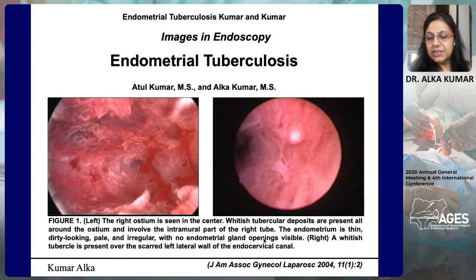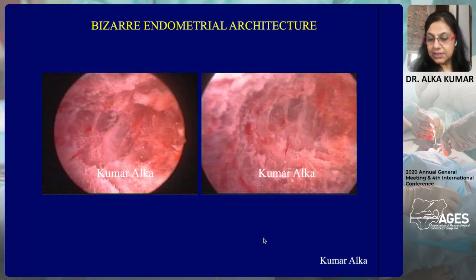We were published in the Journal of the American Association with these two pictures. The right ostium is seen in the center. Whitish tubercular deposits are present all around the ostium and involve the intramural part of the right tube. The endometrium is thin, dirty, pale looking, and irregular, with no endometrial gland openings visible. A whitish tubercle is seen on the other side of the picture.